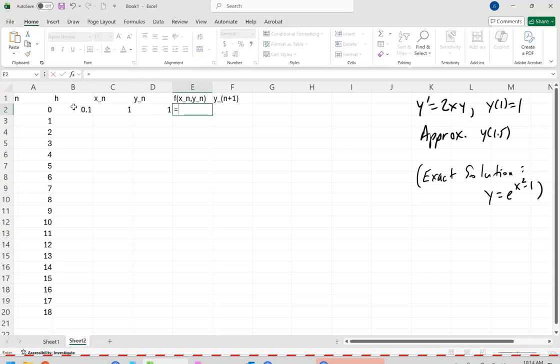Over here, what is our f of xy for this problem? Yeah, 2 times xy, right? Remember, this is your f of xy, the right-hand side. You put this in normal form, dy dx equals something with x's and y's, okay? So what should go here in the cell then? Good, 2 times C2, which is where the x lives, times D2, which is where the y lives. Everybody okay with that? Okay.